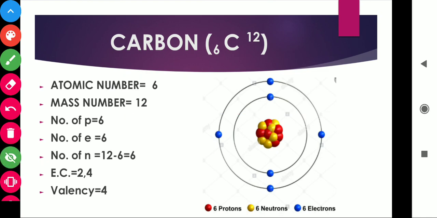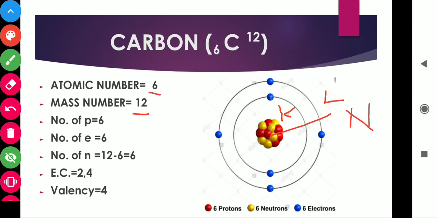Carbon has the following structure. This is the nucleus. This is the K shell. This is the L shell. We know in any atom a nucleus is present and around the nucleus different shells are present, which are represented as K, L, M, N. Its mass number is 12.